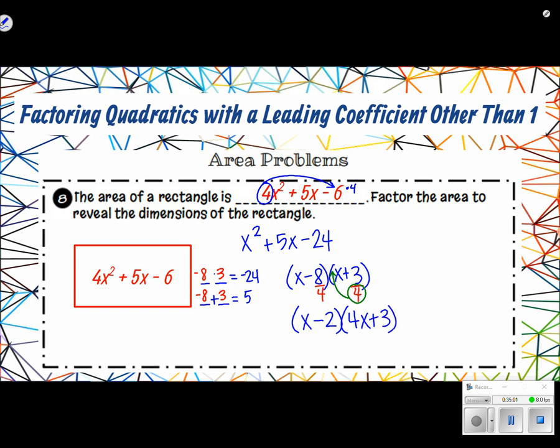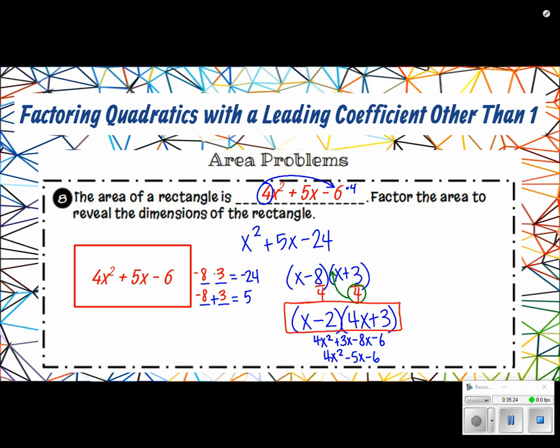And then we're going to multiply check. So x times 4x is 4x squared, looking good. X times 3 is 3x minus 8x minus 6. 4x squared minus 5x minus 6. That's what we started with. So here is our answer.